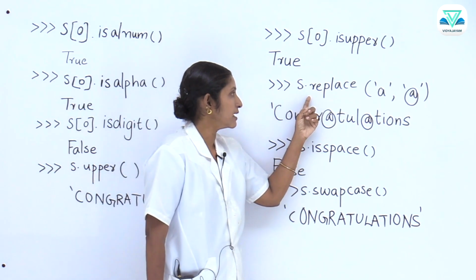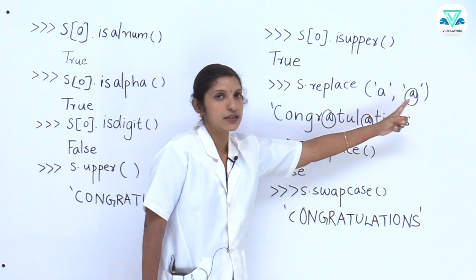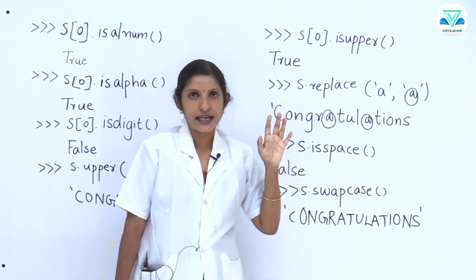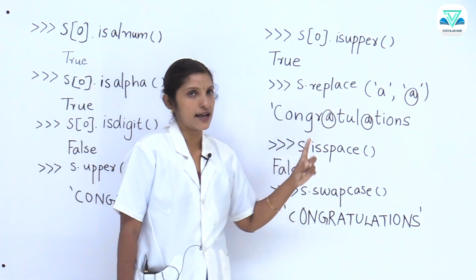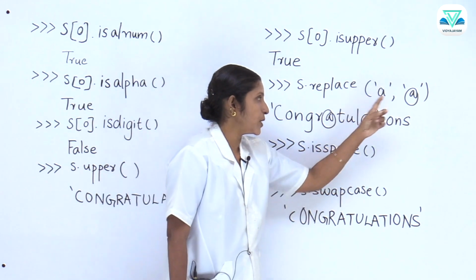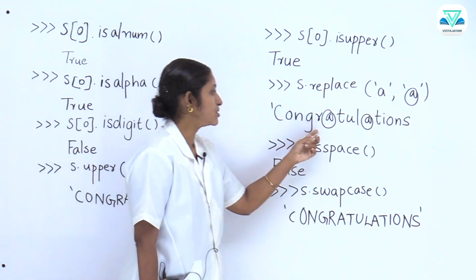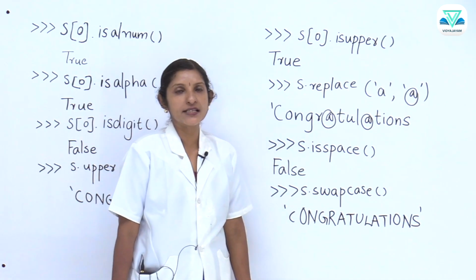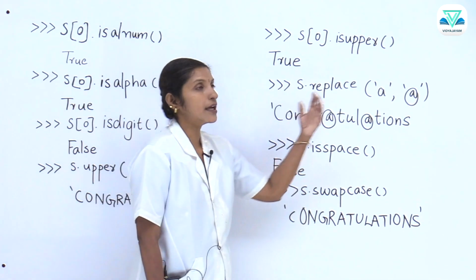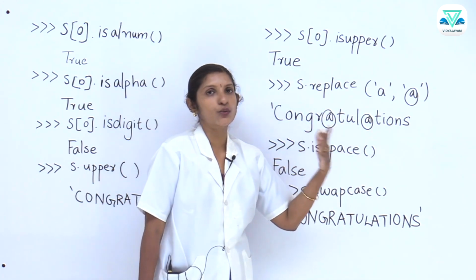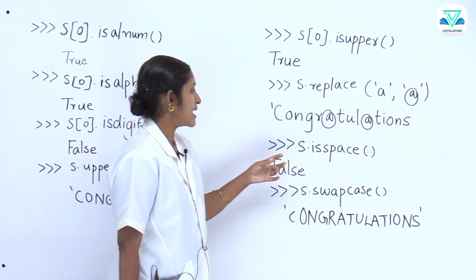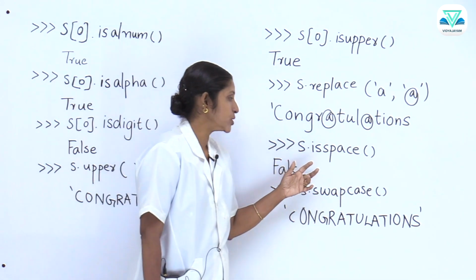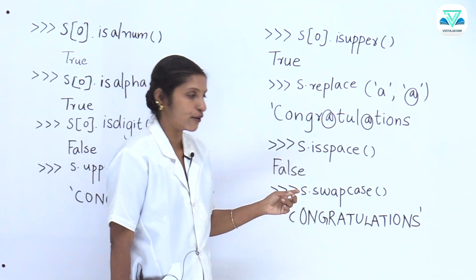Now the second thing is s.replace('a','@'). That means in a word or in a sentence, wherever a is coming, that a will be replaced with the at sign. So here, in congratulations, we have got a 2 times, and those 2 a's will be replaced by @. Like this, we are able to replace a particular letter from a string with another symbol or another letter or whatever we would like to give. Next is s.isspace, whether there is any space present in the string. We are able to evaluate that, and we get either True or False.